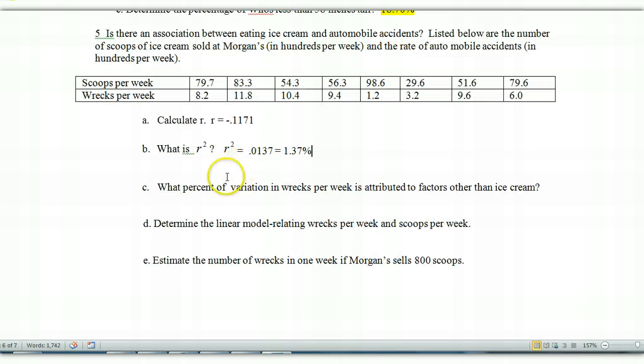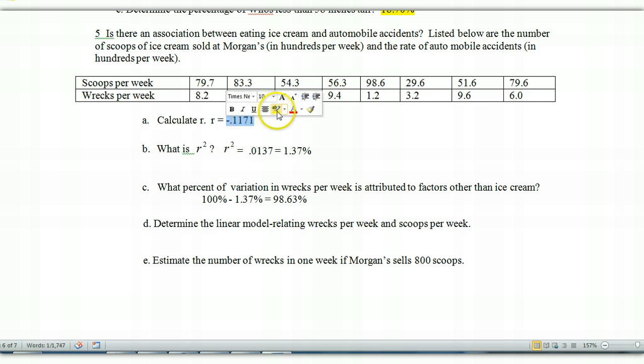Alright, what percent of variation in accidents per week can be attributed to factors other than ice cream? The percent of variation that is attributed to ice cream is R squared. So 1.37% is attributed to ice cream. So the percent that is not attributed to ice cream, or factors other than ice cream, is 100% minus whatever R squared is, which is 1.37%. So that gives us 98.63% is explained by something other than ice cream.